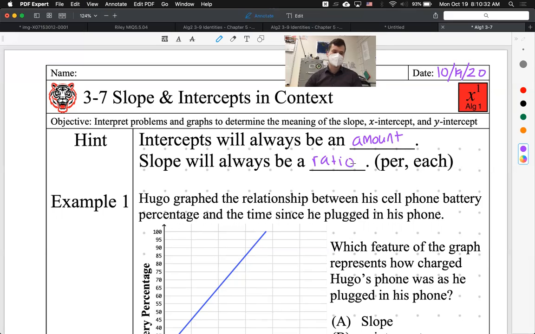That means you're looking for these keywords. If you see the word per or if you see the word each, that means it is definitely a slope. So per or each.